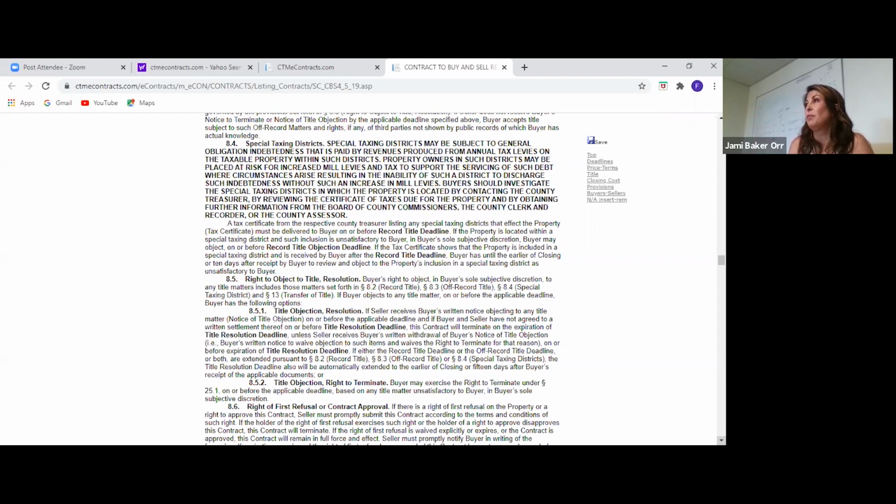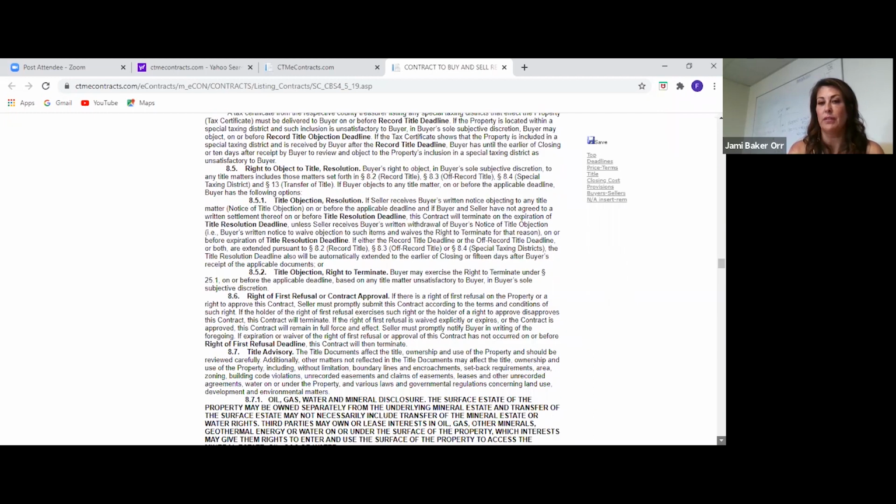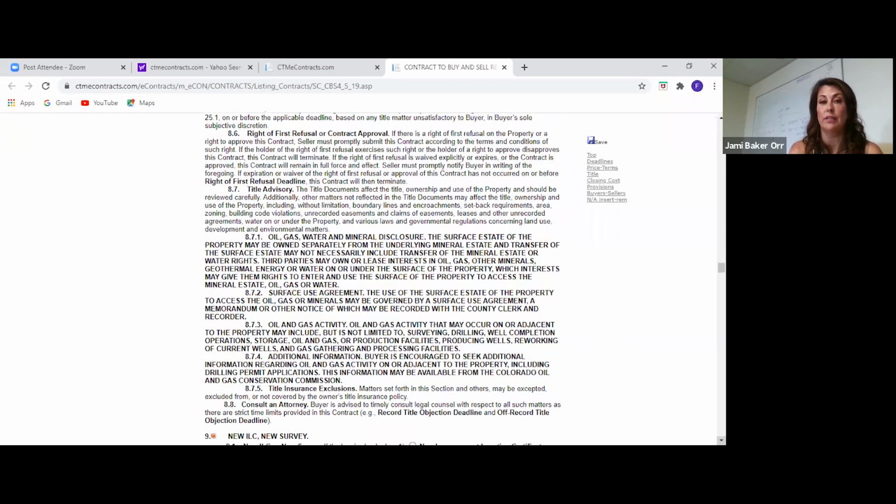We ask for one because I want to make sure that they built the house on the right lot and that we don't have any encroachments. And then if there's anything in the title, you have the right to object, you have the right to fix it, and you have the right to terminate.